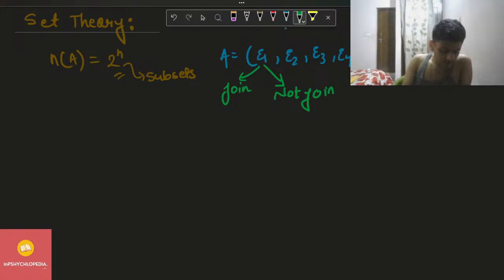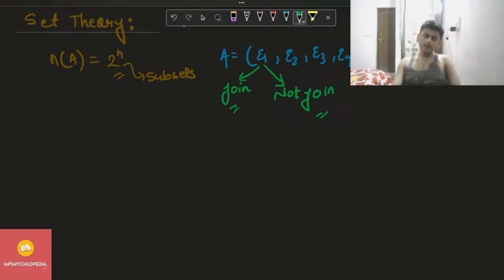So each of them has two choices, that if they want to join or they don't want to join the subset. So there are two choices for n elements. Therefore, the total number of ways in which a subset can be formed is 2 to the power n, right? So this is a very fundamental thing, and we need to know it because we will use this after some time. So let us go and solve a question based on cardinality.